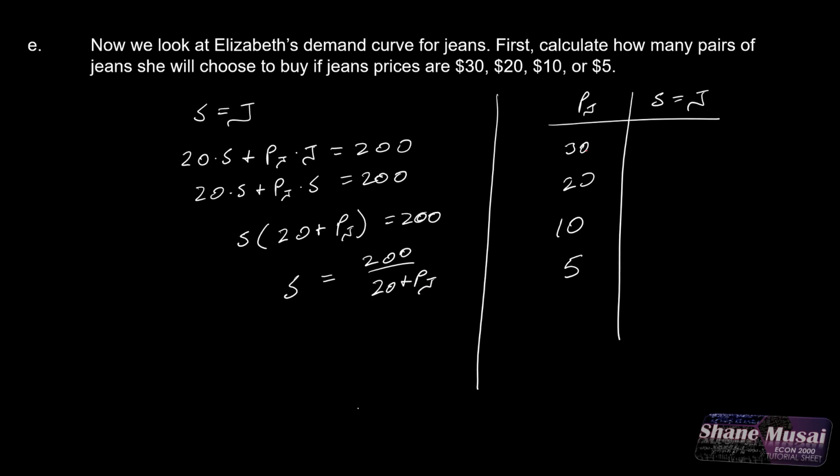We can just substitute these values into this equation and we should get 4, 5, 6 and 2/3, and 8. Just in case you're wondering how I got these values, I will just do the first one to show you. I get this 4 by substituting 30 into this equation. So S is equal to 200 over 20 plus 30, and you should get 4.